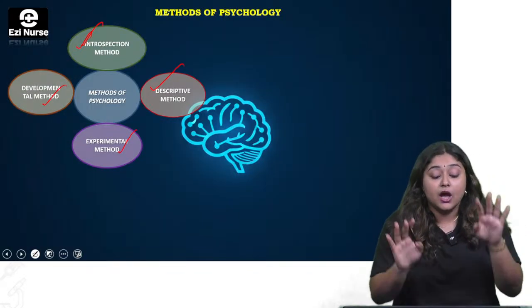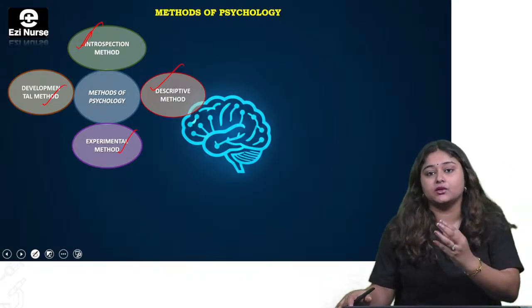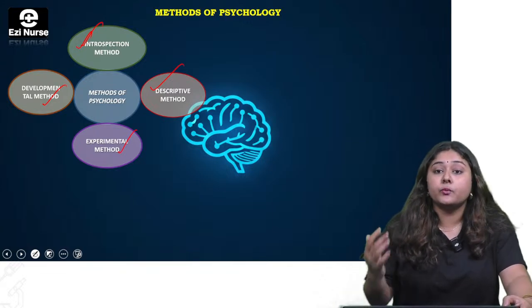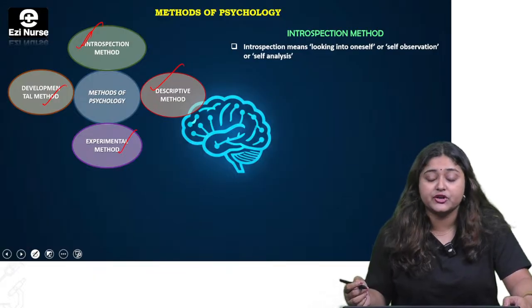So there are a total of 4 types of methods of psychology, meaning how you will assess your psychology. So there are 4 types. One by one we'll discuss. First, come to the introspection method, or the self-observation method.